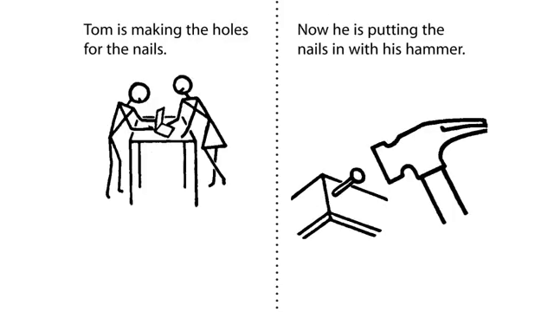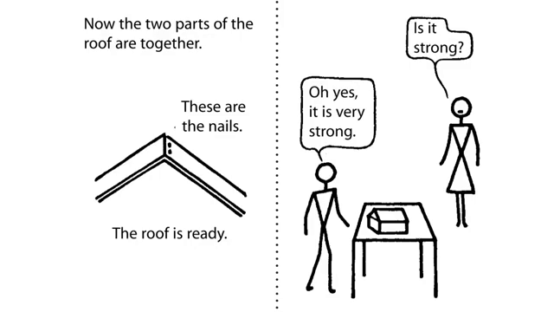Tom is making the holes for the nails. Now he is putting the nails in with his hammer. Now the two parts of the roof are together. These are the nails. The roof is ready. Is it strong? Oh, yes, it is very strong.